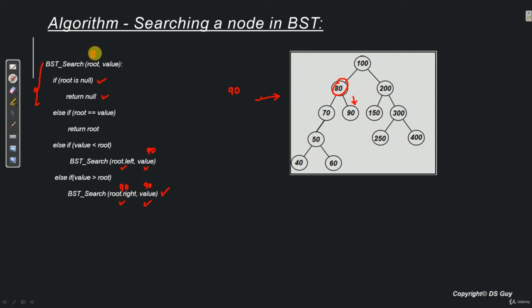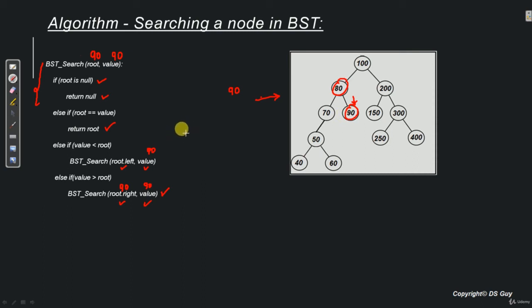So the root's value over here is 90, value is 90, and we are in a recursive call. If root is null, no. If root is equal to value, yes, root is equal to value. So we return root. Now what is root? Root right now is this node over here. So we return 90. So this is how the algorithm looks.